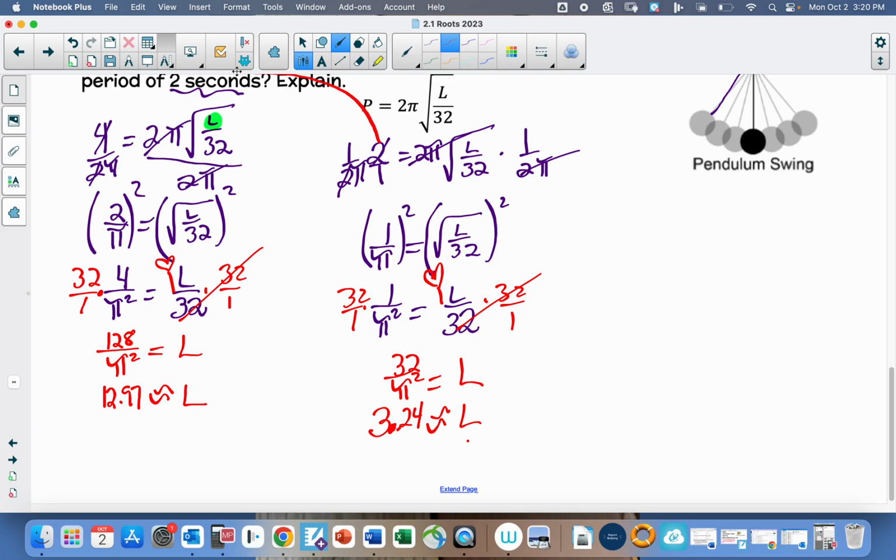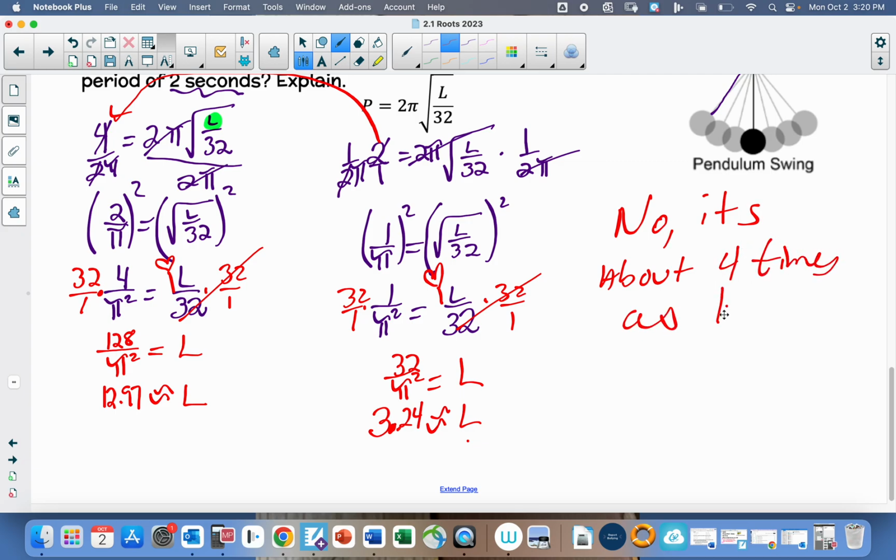So the 2 second compared to the 4 second, it's saying, is it double? Well, if I doubled 3, what would I have? 6. So it's certainly not doubled. It's more like 3 times what gives me 12? 4. Yeah, it's not 2 times, it's 4 times. It's about 4 times as long, that string that causes the pendulum to swing.